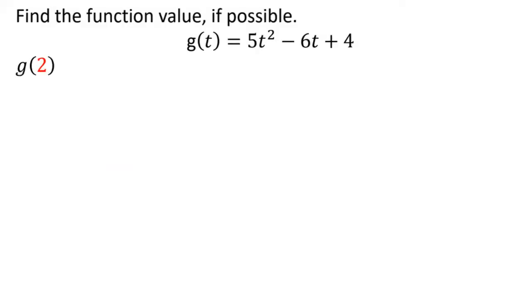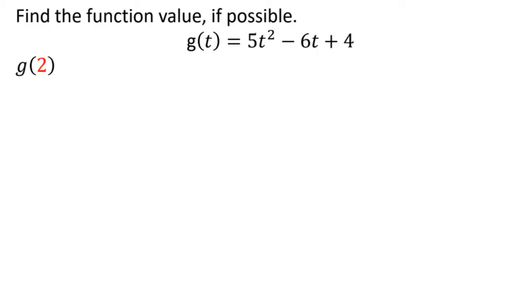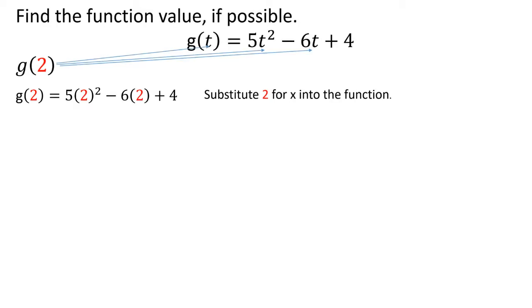All right, how about this one? This is a little bit more complicated. So we have this given function, g of t is equal to 5t squared minus 6t plus 4. And they want me to evaluate, if possible, g of 2. But all this is telling me is that everywhere I see t now, I'm going to plug in this 2. So let's go ahead and do that. We have 5 times 2 squared minus 6 times 2 plus 4.